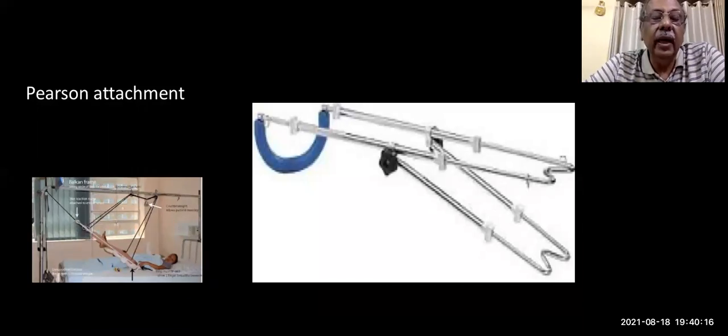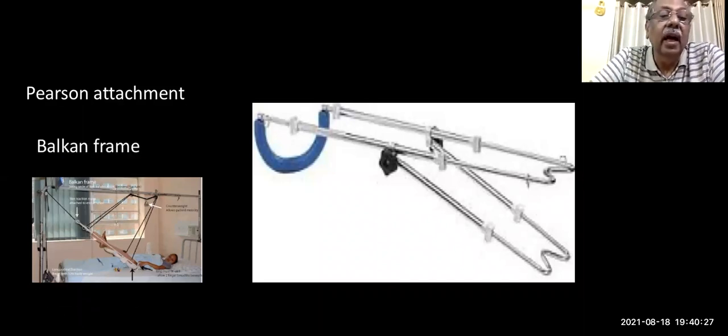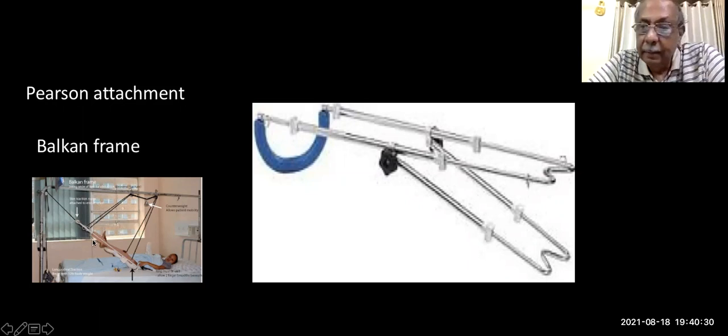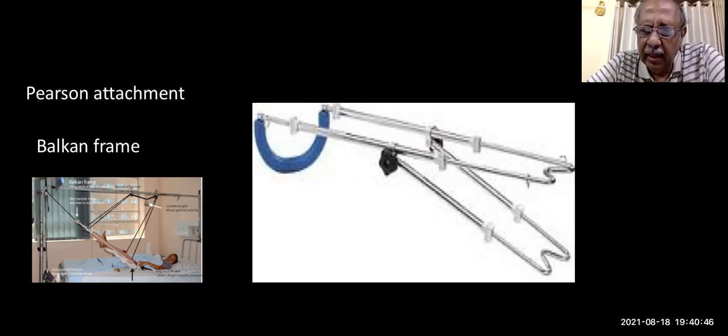And some of the hospitals, especially if I remember correct, it was in Calcutta or in Lucknow, somewhere this Pearson's, this Balkan frame is there. And they can still ask you questions regarding that. It is again, multiple pulleys are there. It is for allowing a knee movement. And it can also be used for giving a pelvic sling in the reduction of open book fractures of the pelvis.